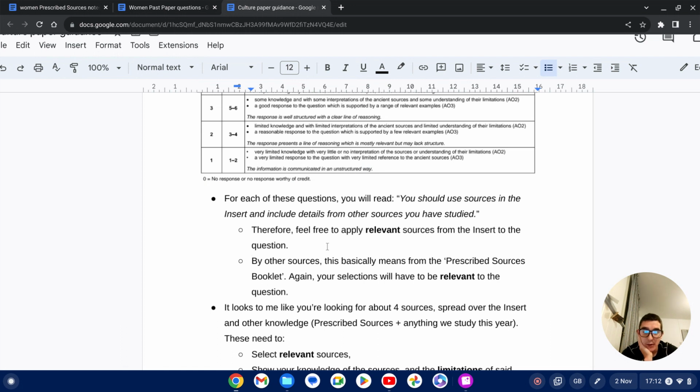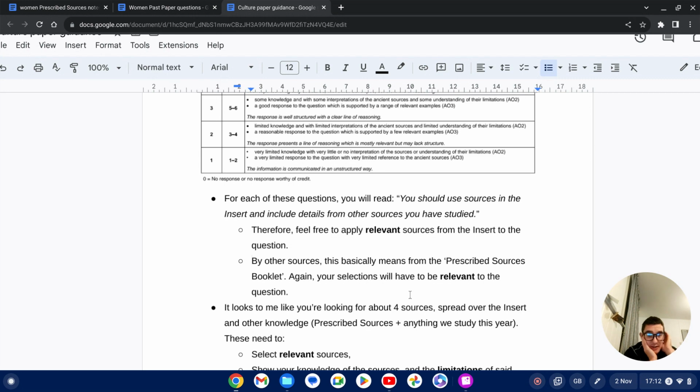So, therefore, feel free to apply relevant sources from the insert to the question. You don't have to say, well, it's given me this, so I can't use it. No, you can use it. But it does also mean use your prescribed sources booklet, which the last 2 videos were on, which you've got, which I've given you the file for.